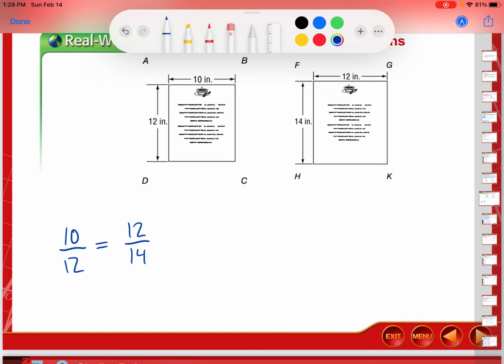And so to do that, I'm going to cross multiply, which will give me 140 equals 144, which those do not equal, which means it is not proportional, which means it is not similar.